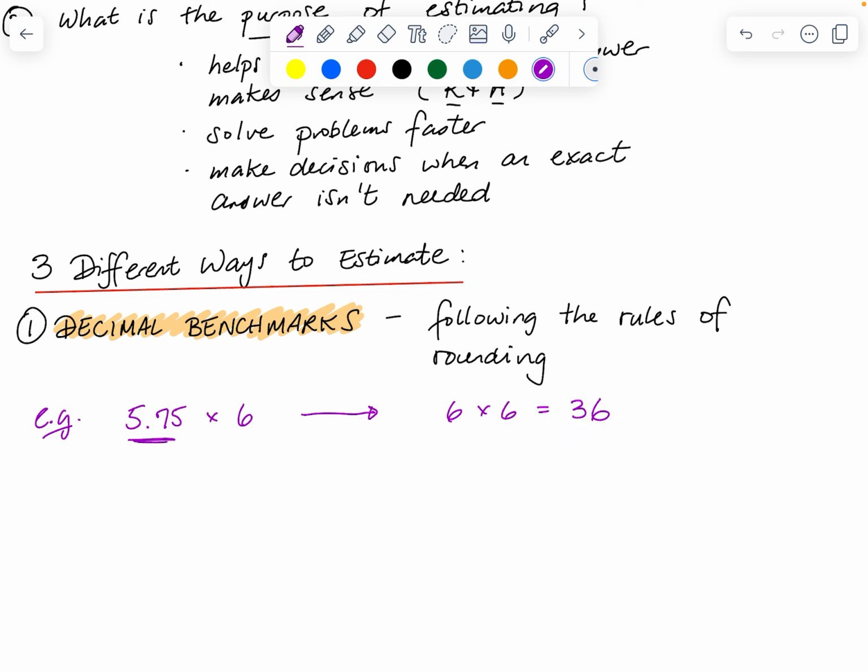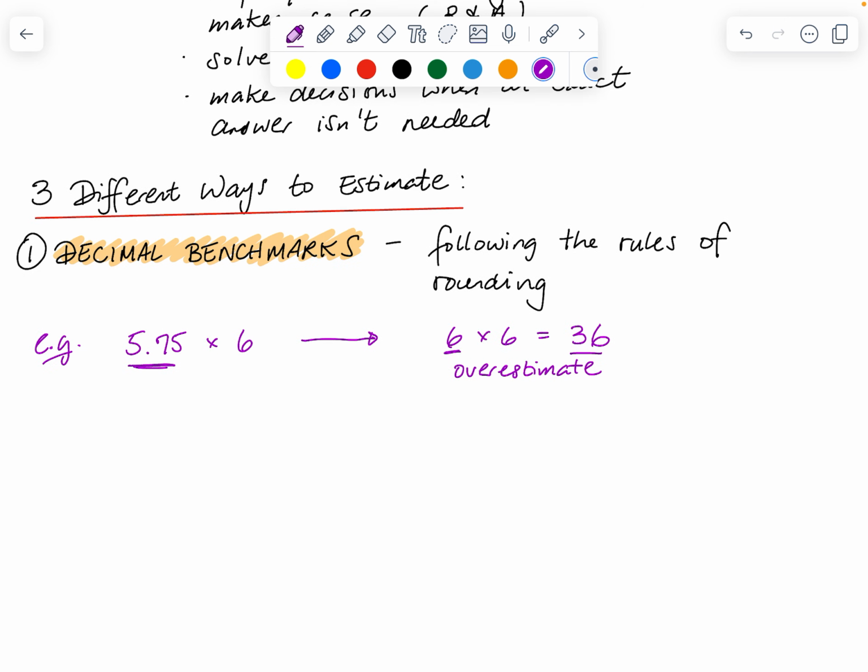So you know that when you actually calculate 5 and 75 hundredths times 6, your answer has to be around 36. I'd also like you to get into the habit of determining if your estimate is going to be over or under the actual answer. We know that 36 is an overestimate because you're bumping up 5 and 75 hundredths up to 6. Okay, so that's an overestimate. So this is an example of when we're following the rules of rounding.